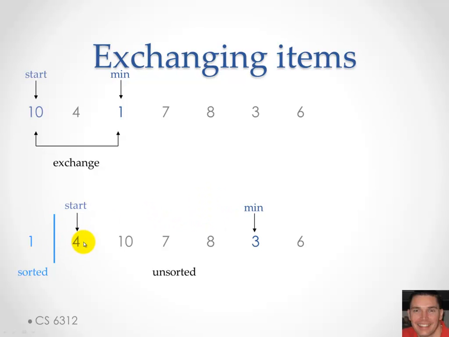So now I'm going to come through here, search for my minimum, which is 3. Then I will exchange 3 and 4. So it's going to say 1, 3. And the rest of my list will be 10, 7, 8, 4, 6. I'll move my start over, and this will be my unsorted portion of my list. This will be my sorted portion of my list.